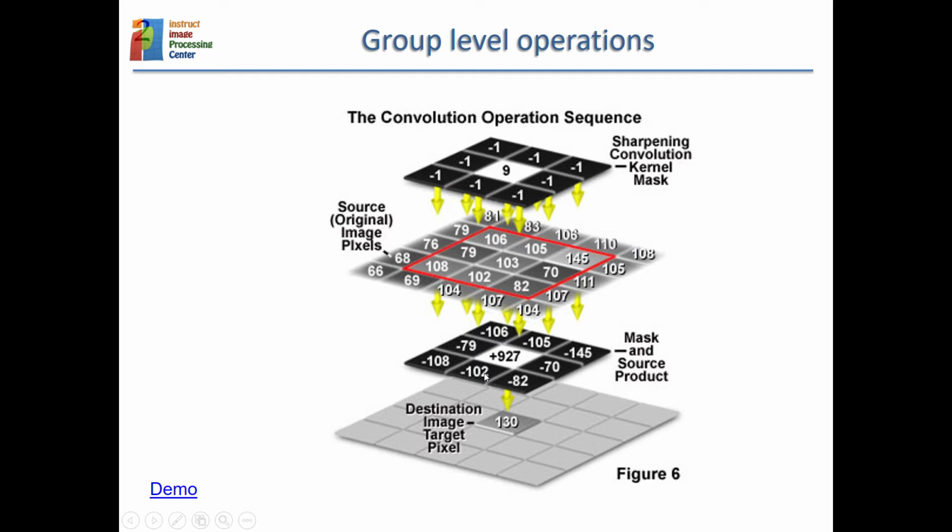And here you have the multiplication of all those. So 106 times -1 is minus 106, and the same for the surroundings, and 103 times 9 is 927. Then you add all these numbers, and the addition of all those numbers is 130. So you substitute 103 by 130, and then you move to the next pixel and you repeat the same operation. This operation is called a convolution.